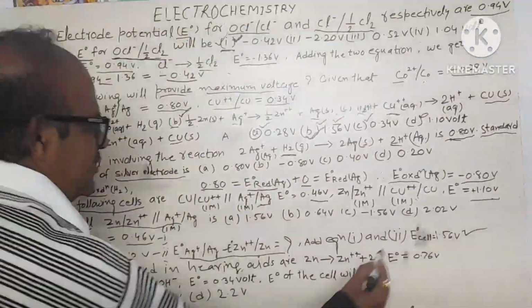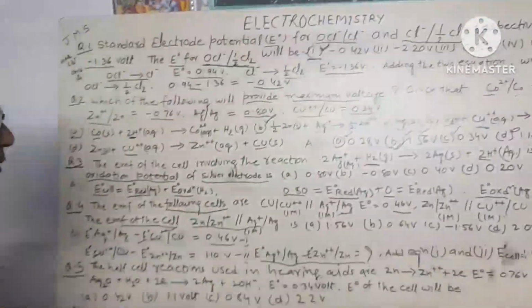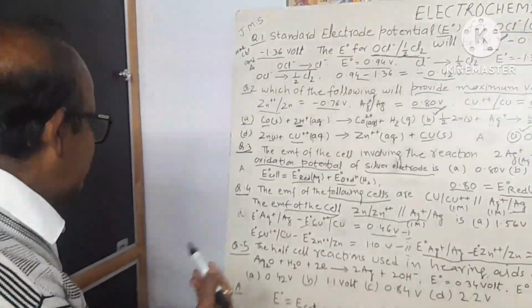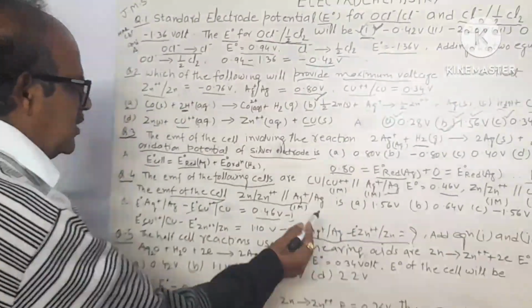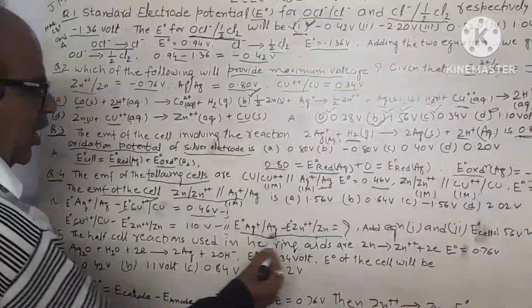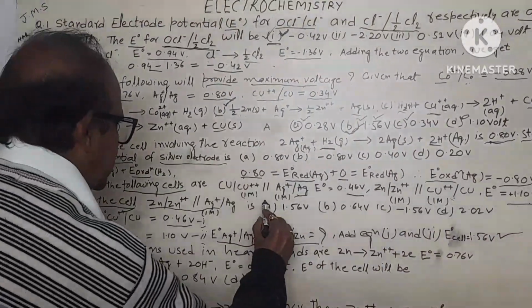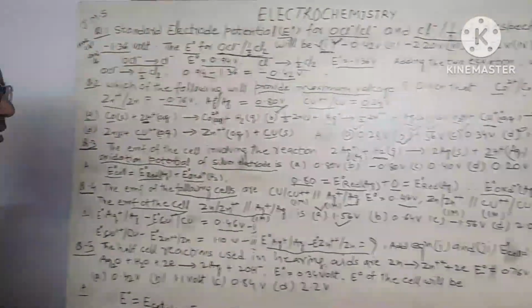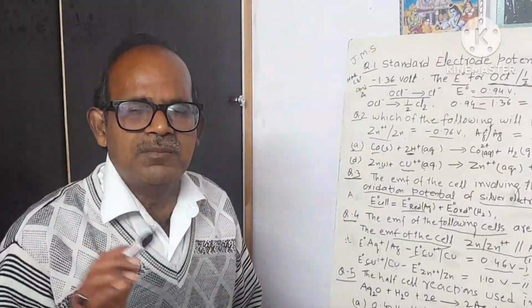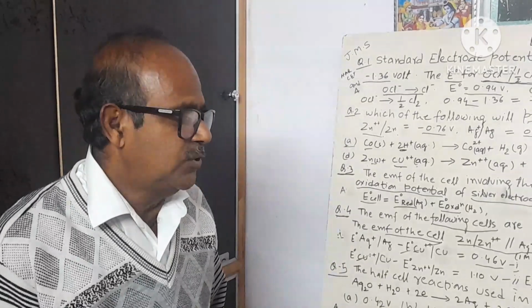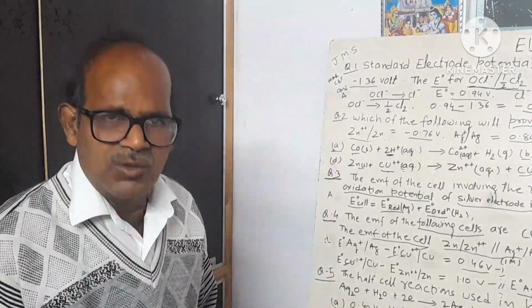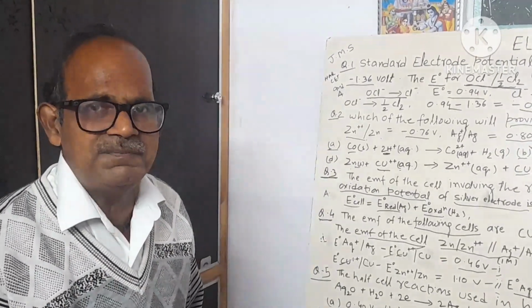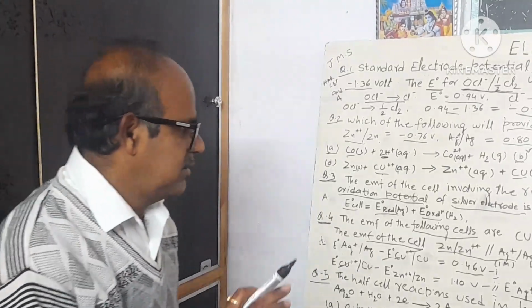E cell is equal to 1.56. Now you can see the answer options. Option A is only 1.56. That is the correct option. You can't simply mark it; you have to solve the numericals. Only then can you tell in a confident way that your answer is correct.